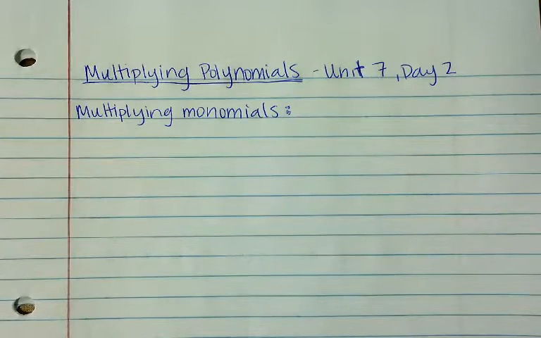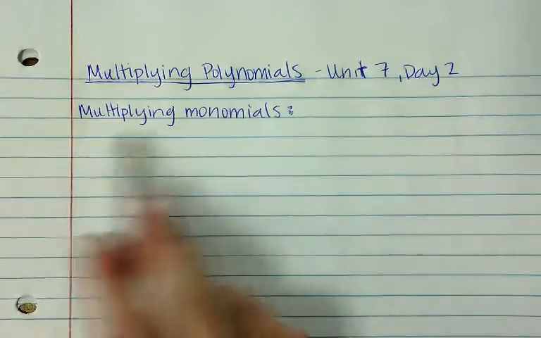On Wednesday, we talked about adding and subtracting our polynomials, right? And when we added or subtracted our polynomials, we just put our like terms together. We didn't change any exponents or anything, okay? But today, we're going to be talking about multiplying different polynomials.